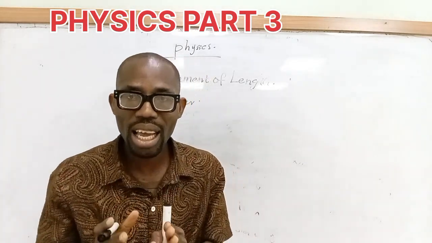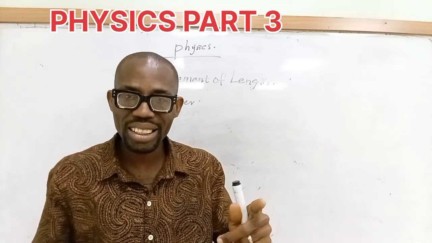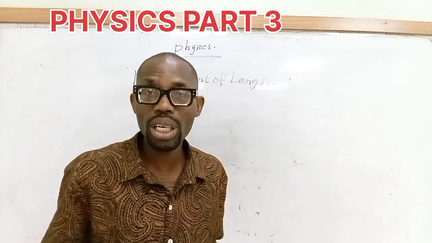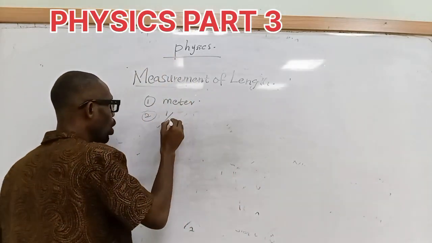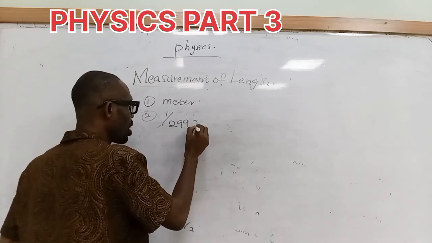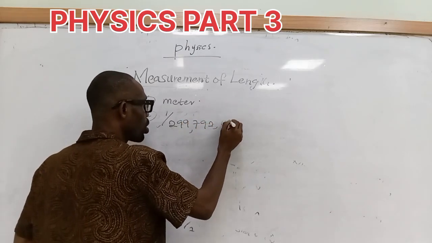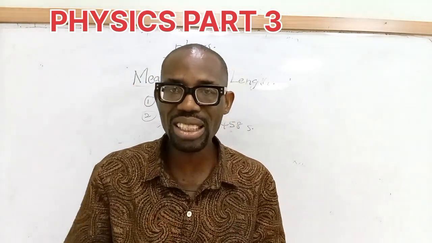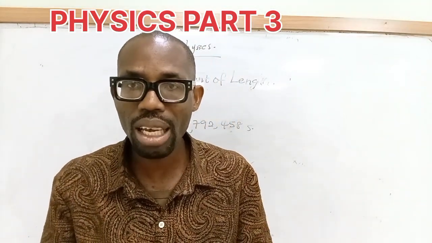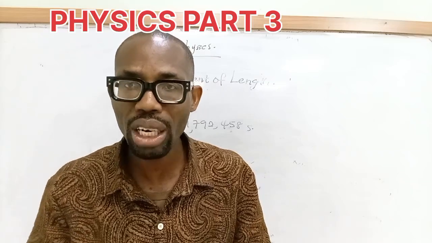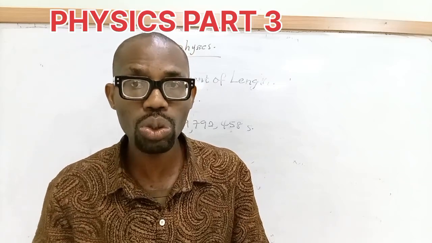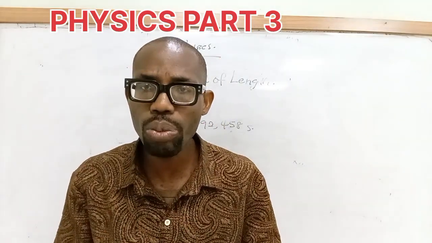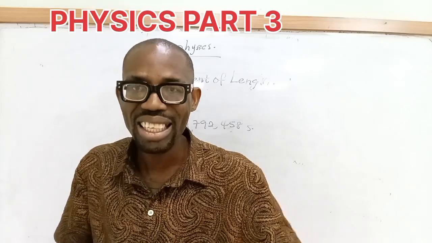Meter is the distance traveled by light in a vacuum for the time interval of 1/299,792,458 seconds. That's what meter is all about. So meter is the distance traveled by light in a vacuum at the time interval of what? 1/299,792,458 seconds.